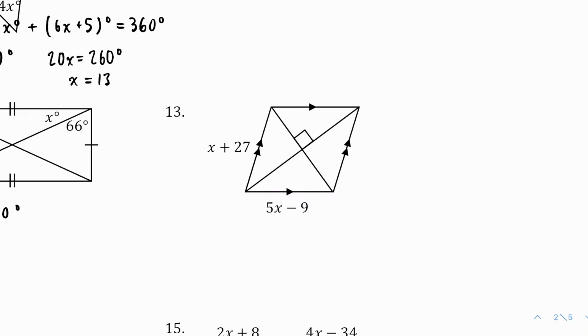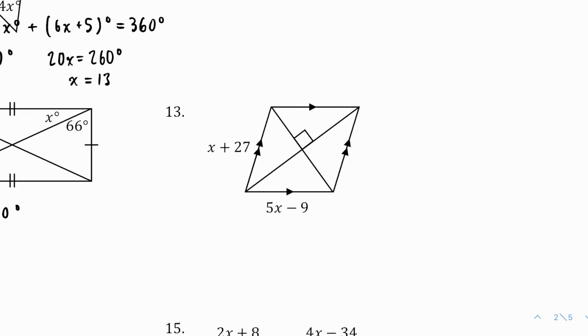All right, number 13. What I notice right away is it's some kind of parallelogram. That's what the arrows mean. So it means that these two sides are parallel and these two sides are parallel. That's the definition of a parallelogram. And if you have your reference sheet handy, I would look up what kind, so look at the Venn diagram, look at what kind of parallelogram has perpendicular diagonals. It turns out that's only a rhombus. So it has to be a rhombus to have those perpendicular diagonals.